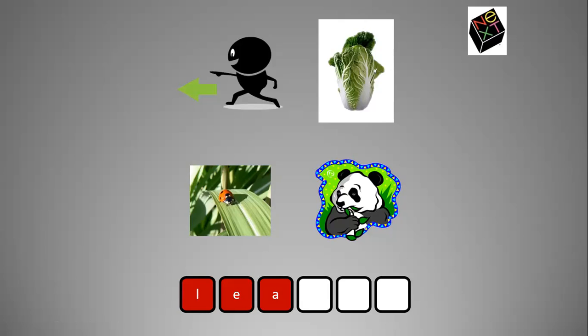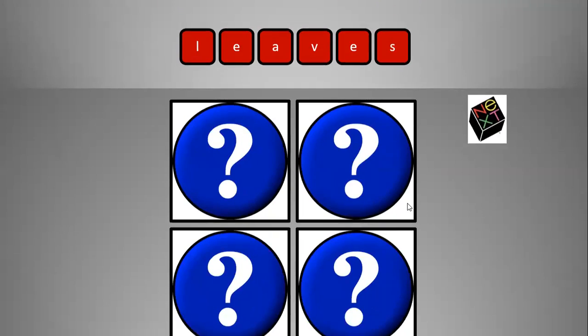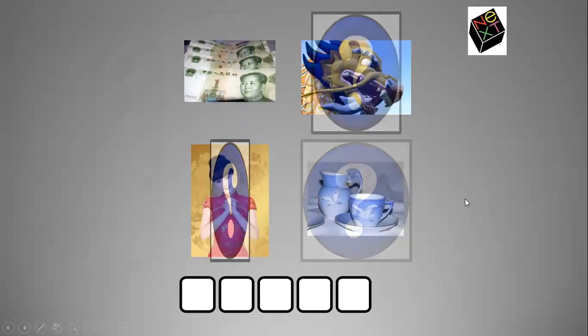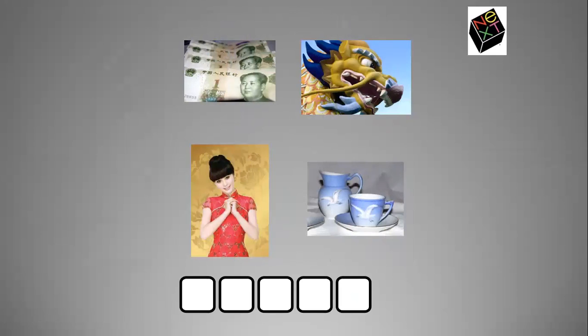Maybe it's leather. Leather. No, it's leaves. Okay. Leaves. Like hojas and also like go to some places. Okay. That's the word. But good try, everybody. Let's see next one. Okay. We have this. What do you think it might be?